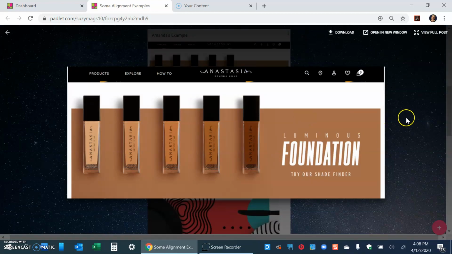So let's look at Amanda's example. Okay, so this is a really interesting alignment. We look at the way that these are all lined up, and then we look at the text, which is down here. If you look at where the bottom of the foundation is, this word here actually comes in directly on the bottom of the foundation on the bottle. So you could actually do a straight line from down here over here to the F. And again, this is not accidental, right?